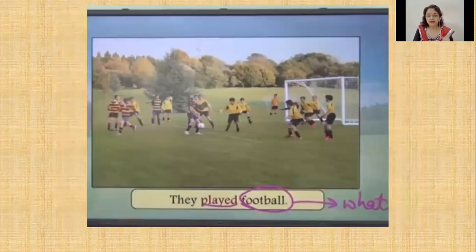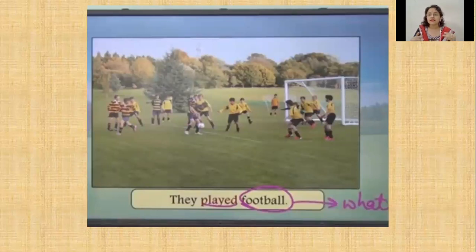Now the next sentence again: they played football. First step, we need to identify the verb. So the verb is played here. Now, what did they play? Football. So the answer of this question is football.